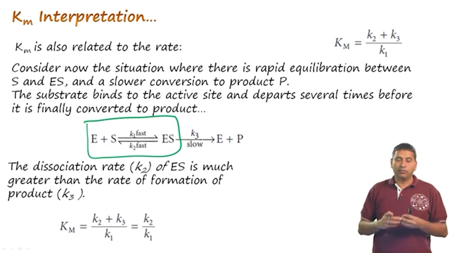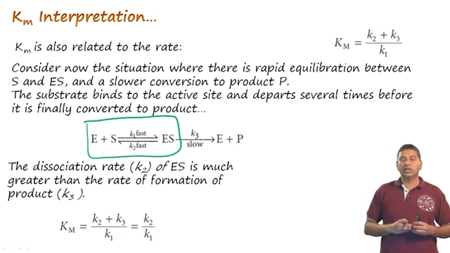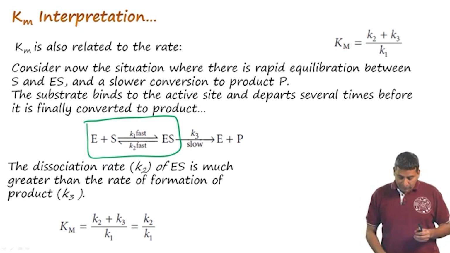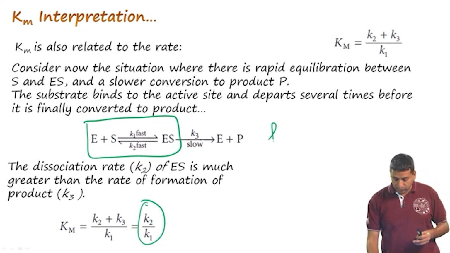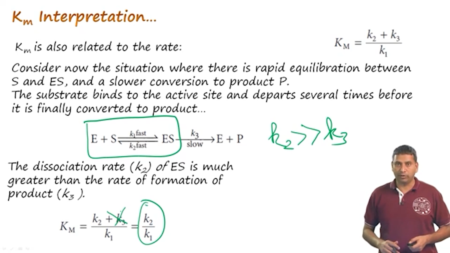Therefore, the formation of the product is significantly slower than the rapid equilibrium that happens between the enzyme and the substrate. So, the dissociation rate K2 of the enzyme substrate is much greater than the rate of formation of the product, which is K3. You can approximate this equation to K2 divided by K1. How do we get this? K2 is much greater than K3, so in that case you can remove this term because it does not add much value to the numerator, and you end up getting K2 divided by K1.